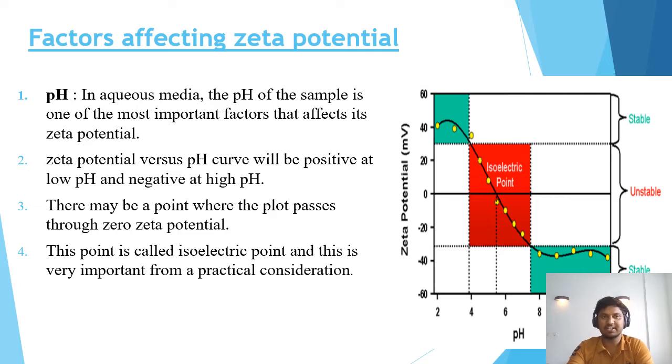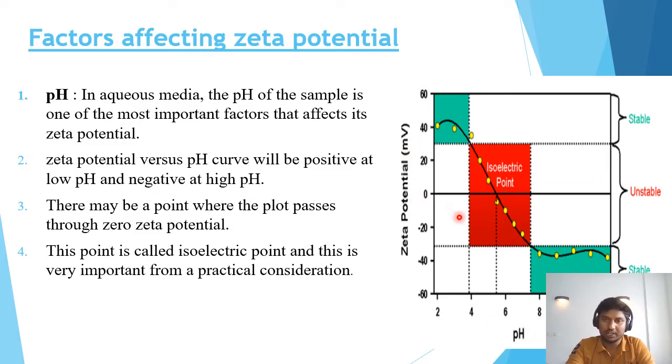And coming to the factors affecting the zeta potential, mainly two factors affect the zeta potential. One is pH and another one is the thickness of the double layer. So firstly we'll discuss pH. In aqueous medium, the pH of a sample is one of the most important factors that affects its zeta potential. The zeta potential versus pH curve will be positive at low pH and negative at high pH. Coming to the figure here, zeta potential is plotted on the y-axis in millivolts and pH is on the x-axis.